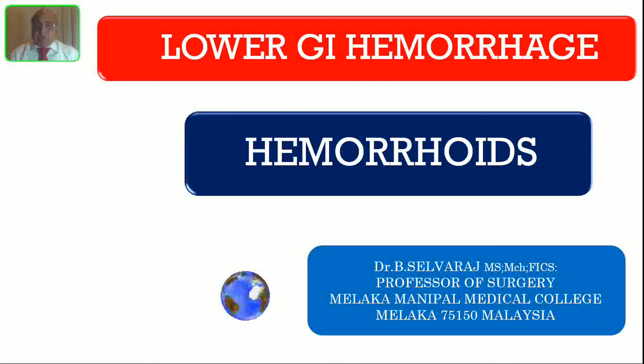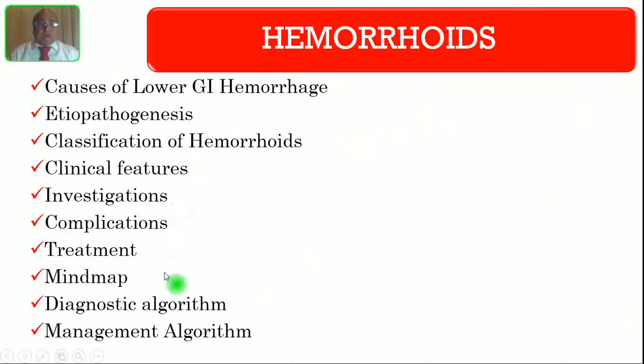In this episode, I am going to talk on one of the very common topics in general surgery, the hemorrhoids or the piles. I am going to talk on the different causes of lower GI hemorrhage, the etiopathogenesis of hemorrhoids, classification of hemorrhoids, clinical features, investigations, complications, and treatment of hemorrhoids. Of course, I am going to include a mind map, a diagnostic algorithm and a management algorithm.